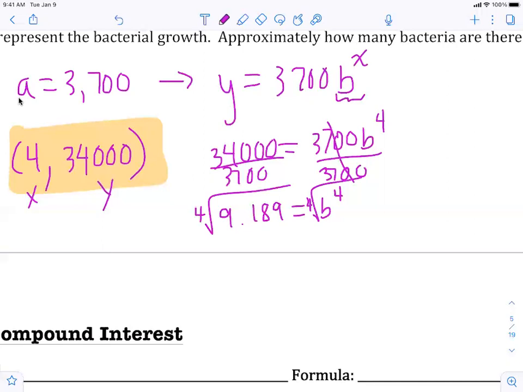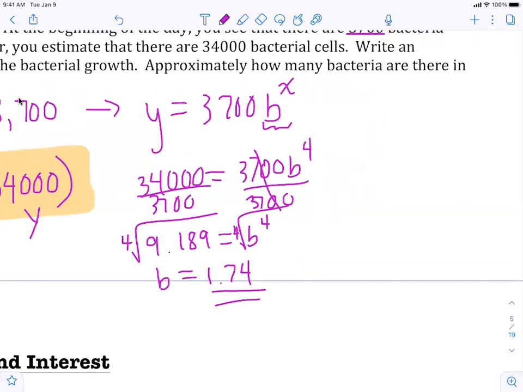But because we're in the real world, we don't really care about the negative answer here. We only care about what it turns out to be, which is approximately 1.74. That is our growth rate, which is absolutely insane. That's a 174% increase every hour. But the important part is that you now know your full equation.